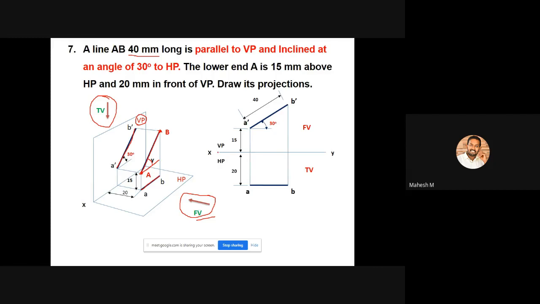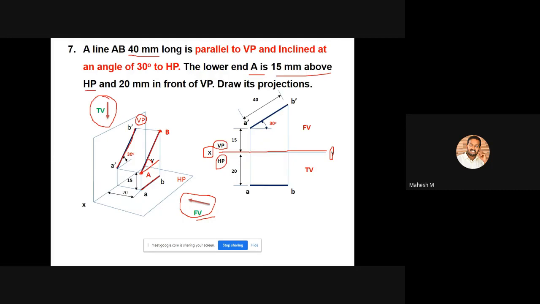Here, now you have to create a horizontal line. So it is a reference line. You can mark it as X and Y, and you have to mark the vertical plane and also the horizontal plane. Next, you have to proceed with the point called A. That means the lower end A is 15 mm above HP.